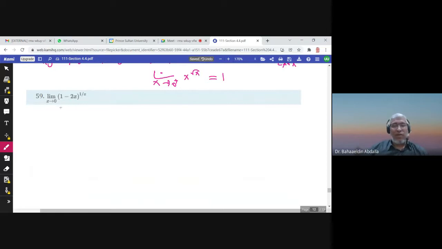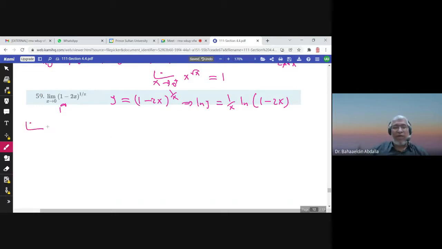1 minus 0 is 1. 1 over 0 is infinity. So immediately I call y. So any of these three forms, you immediately deal with this method. So ln y would be 1 over x ln 1 minus 2x.